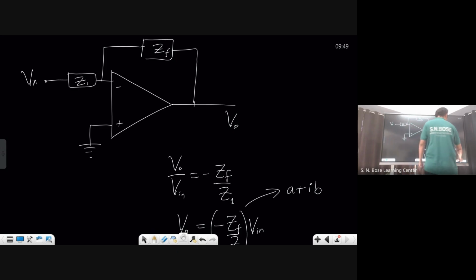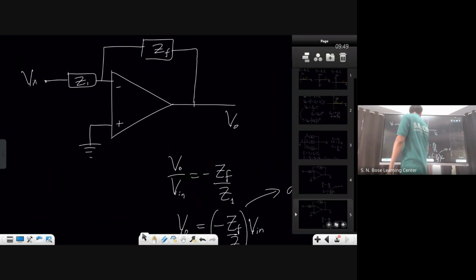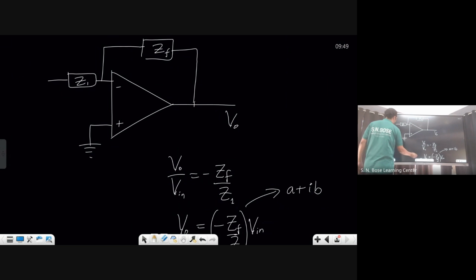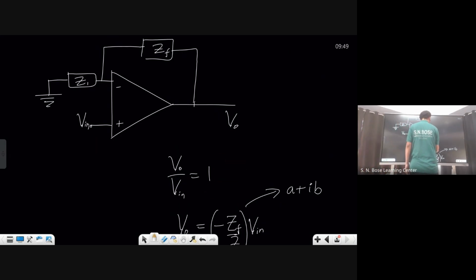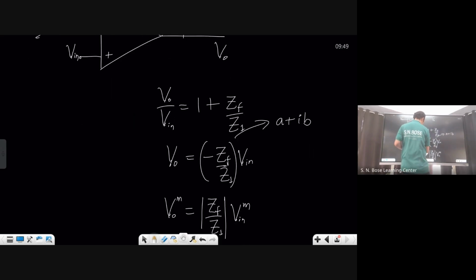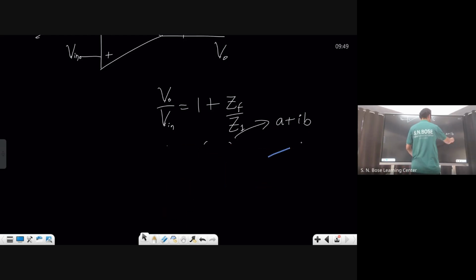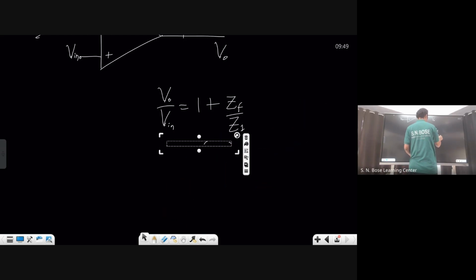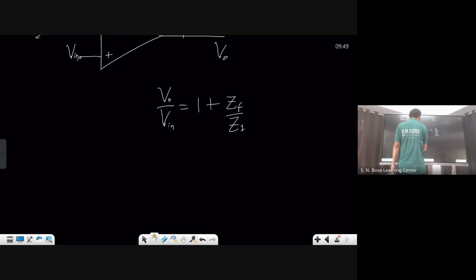Non-inverting also. This was grounded, and here V in is given. What is this? 1 plus ZF by Z1. The same logic works. You got my point? While finding their peak value relation, you use the modulus. V naught peak value divided by V in peak value, that I think we define as gain actually. This one we define as gain for this AC circuit.